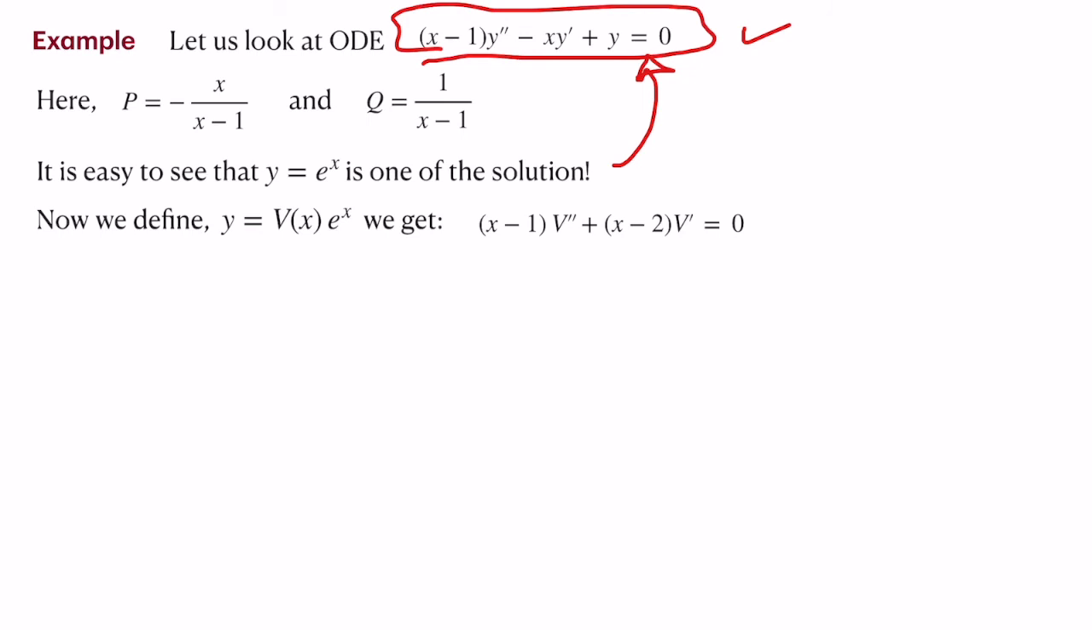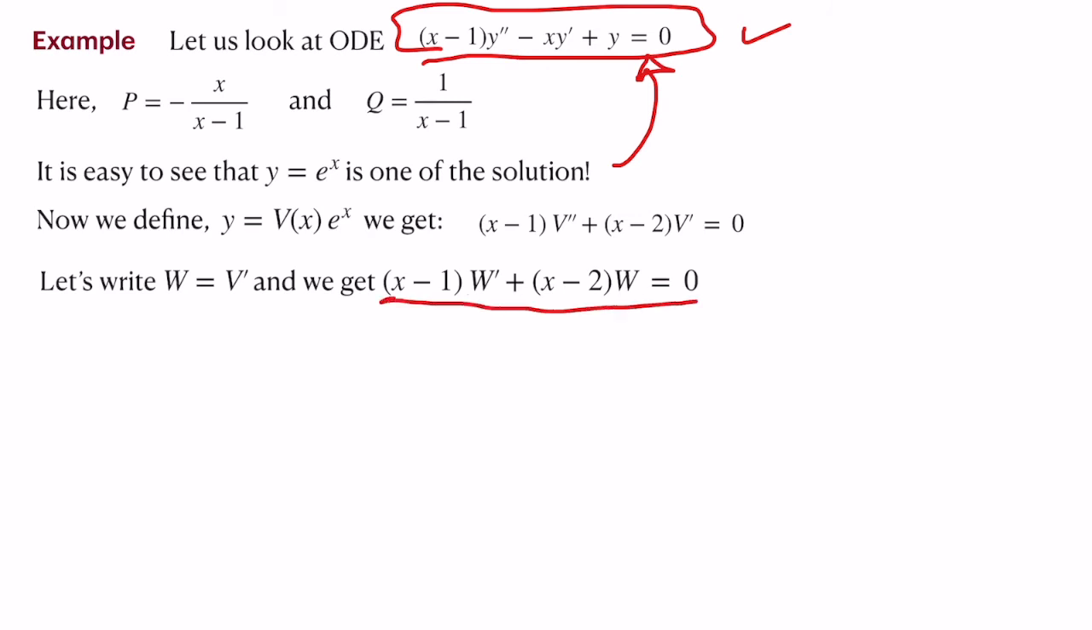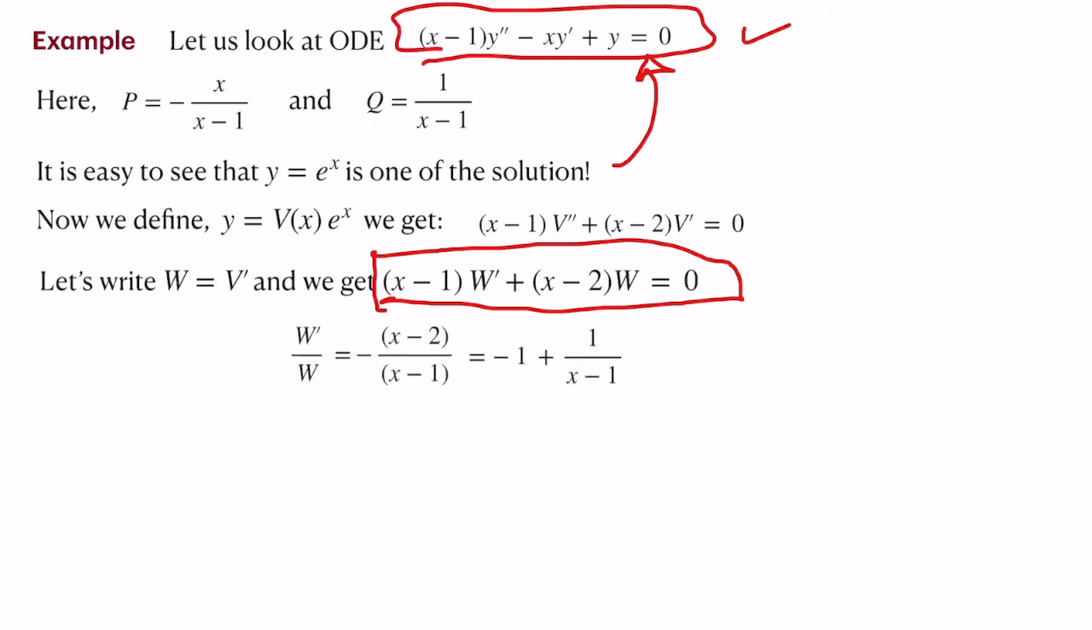We have done all this exercise. We get x minus 1 into v double prime plus x minus 2 into v prime is equal to 0. Now we write w is equal to v prime, and then we get a differential equation in w, which is a first order linear differential equation, which can be solved using the integrating factor.